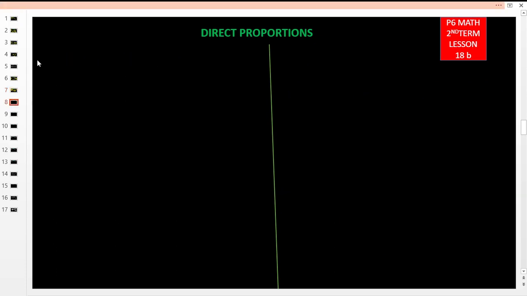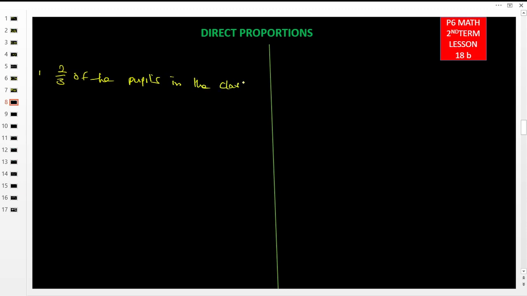Okay, now let us write the activity. Number 1, 2/3 of the pupils in a class passed the examination. 20 pupils passed, full stop. How many pupils were in the class?